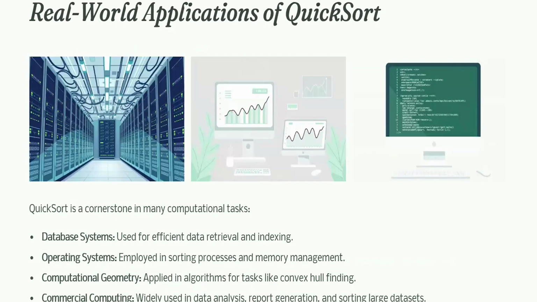If you ask about real world applications of where we use quicksort: we use it in database systems for efficient retrieval and indexing. Indexing you would have studied in DBMS. Operating systems also use it for sorting processes and memory management. It is used in computational geometry, in algorithms for tasks like convex hull finding, from a mathematical point of view. And commercial computing also widely uses it for data analysis and report generation, sorting large data sets. That is where we will be using the quicksort algorithm.